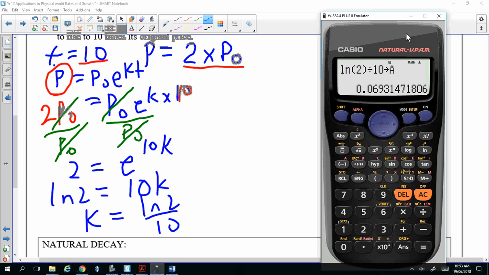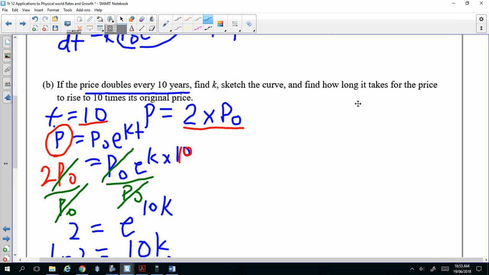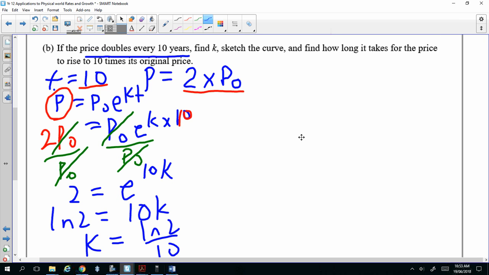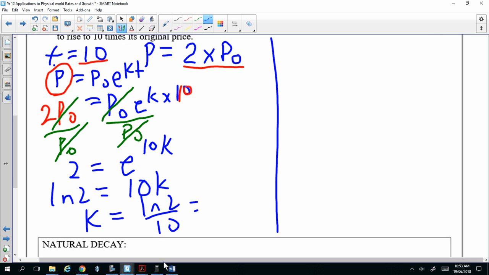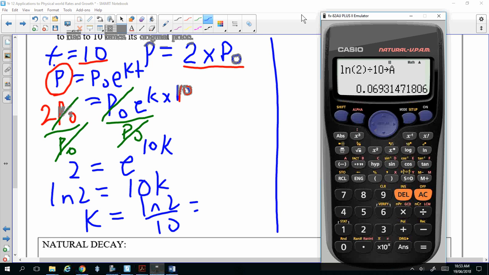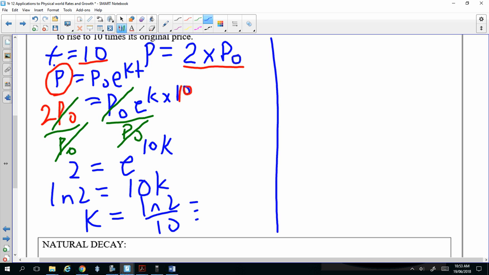Now, maybe what you could do is also write down the value, because sometimes they do ask you to find k correct to 3 significant figures. So you may have to write down the value. So it's equal to 0.0693. Sometimes the question will ask you to calculate what that is. So make sure you write down the values.